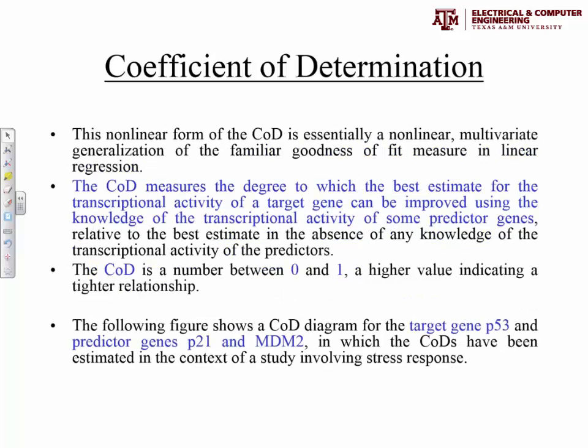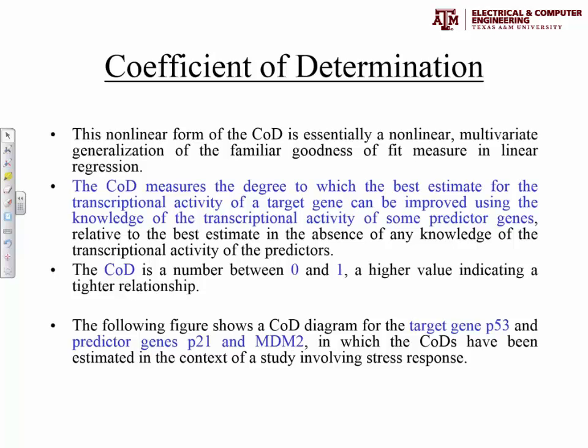So this nonlinear form of the COD, as I've defined here, is essentially a nonlinear multivariate generalization of the familiar goodness of fit measure in linear regression. If you're familiar with linear regression, they have something called a goodness of fit measure, where you're trying to fit a curve, and this is a generalization of that.